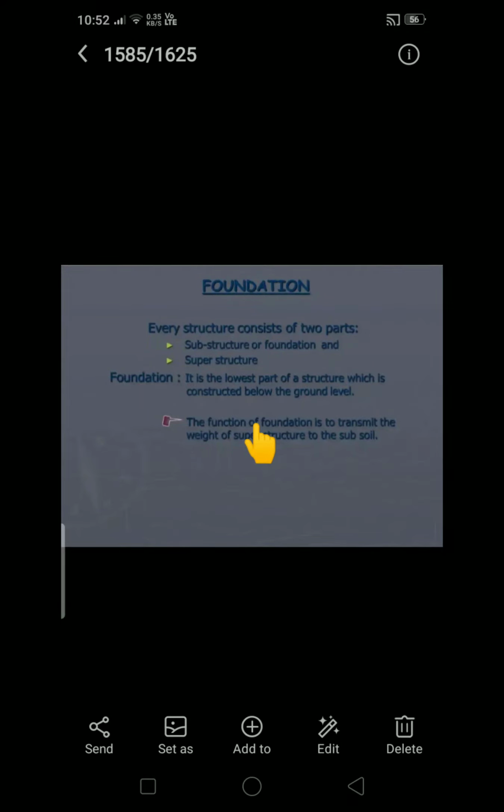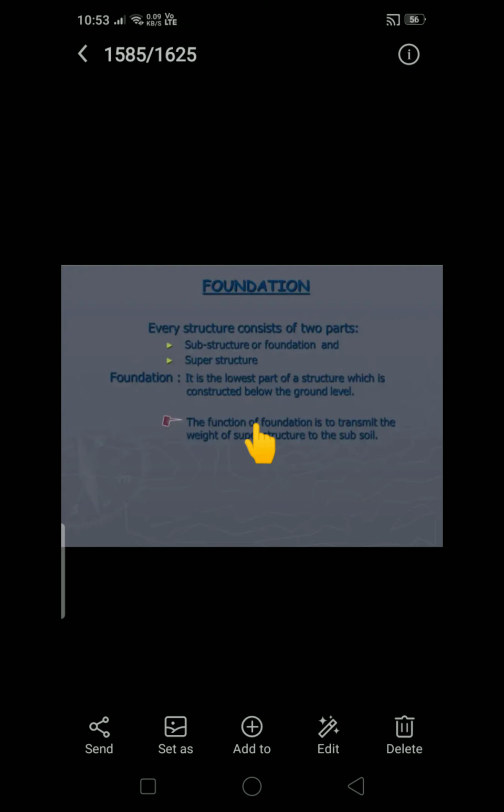Hello everyone. Today in this video we are going to study in detail about foundations. This topic comes under Module 2 of Building Material and Construction. Basically, every structure consists of two parts. The first one is the substructure, or foundation, and the second one is the superstructure. Coming to the foundation, it is the lowest part of a structure, which is constructed below the ground level.